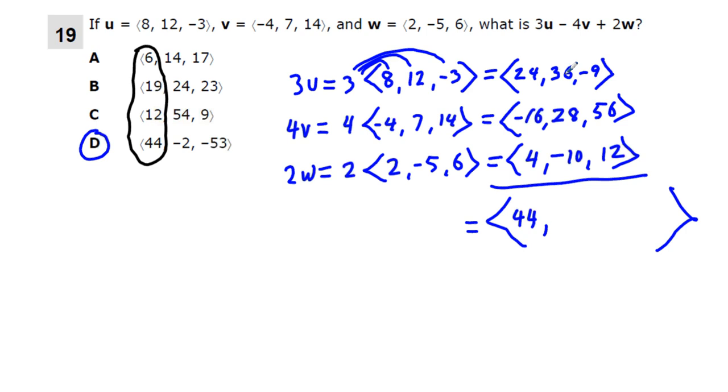We have 36 minus 28, that should be 8. And 8 plus negative 10 should be negative 2. And then the last one, we have negative 9 minus 56. That's going to be negative 65. And negative 65 plus 12 is going to be negative 53. Okay, that's it.